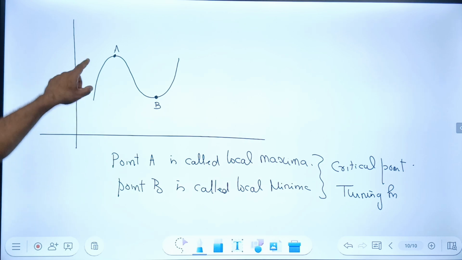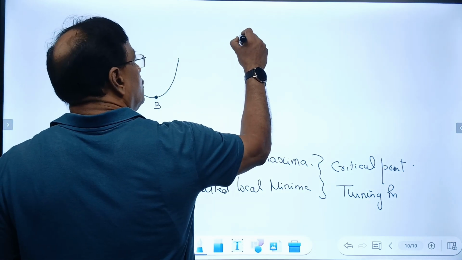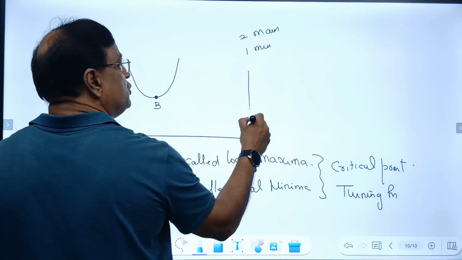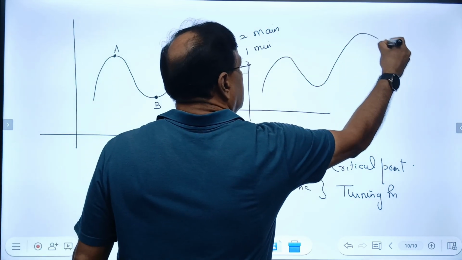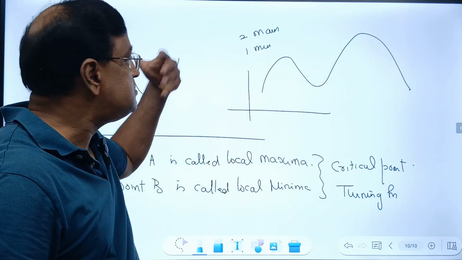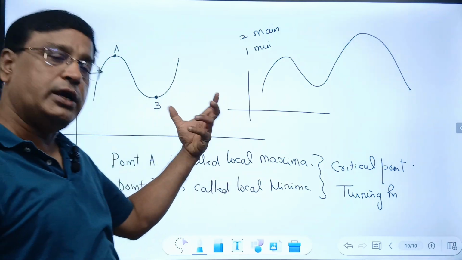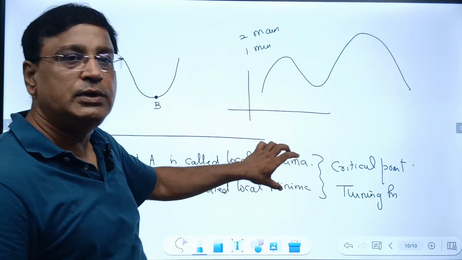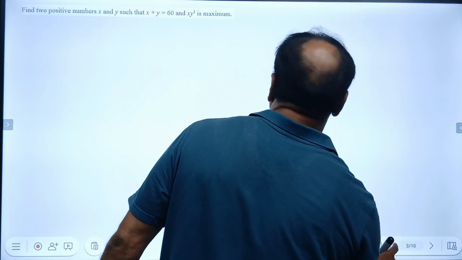So if I say a function has two maxima and one minima, then immediately you can visualize the curve. It has two maxima, so the curve has to be like this. It has two maxima and one minima. So this maxima minima concept is also used to visualize a curve. You cannot draw the curve exactly, but to give you a gist of what the curve will be, this concept will definitely help you.